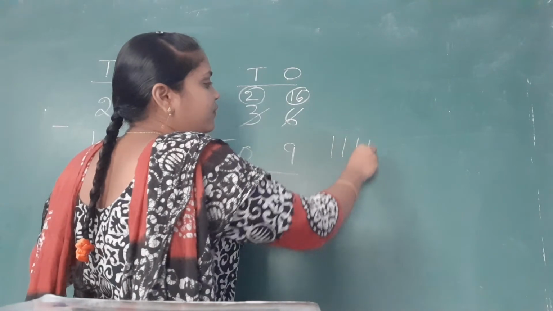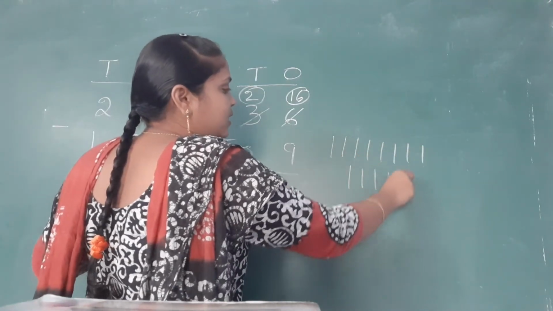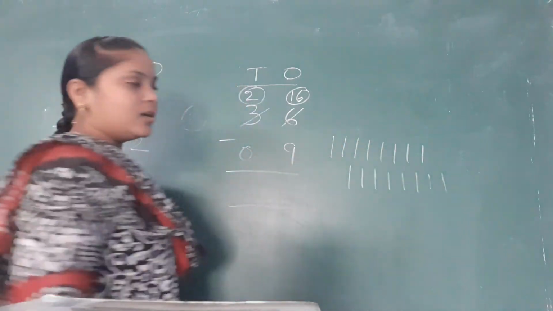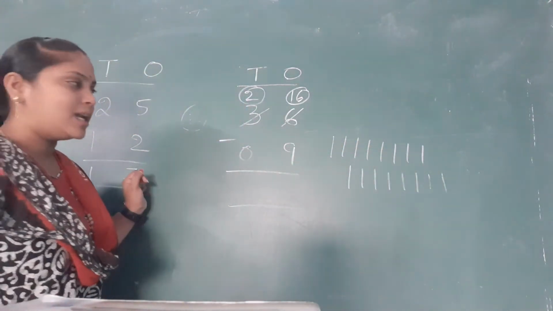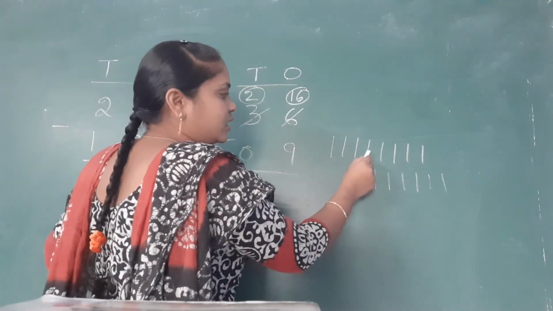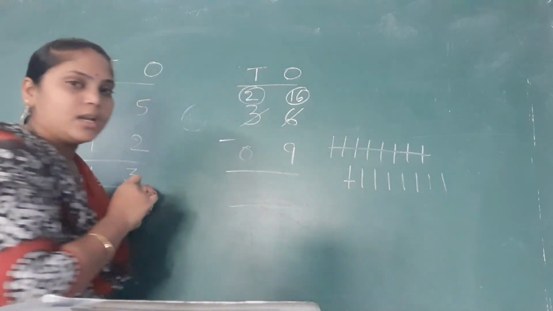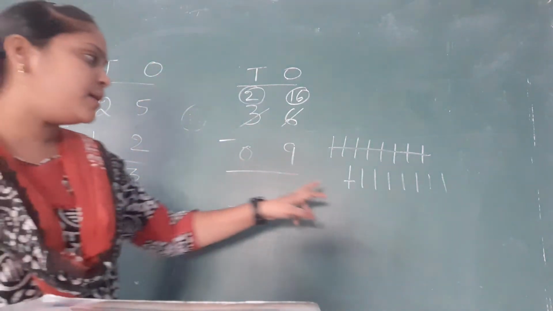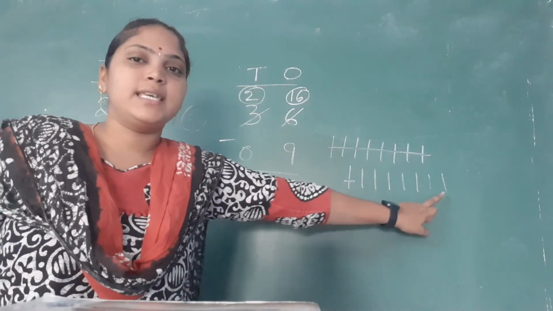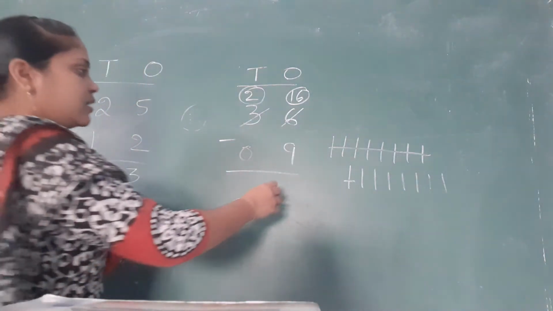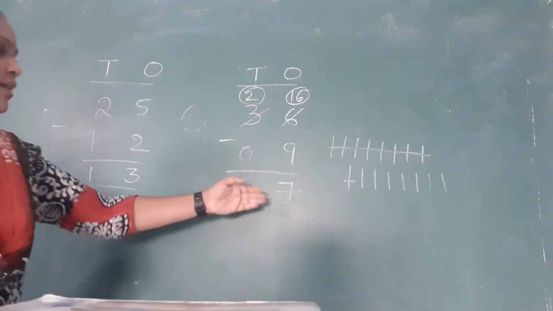Draw 16 lines: 1, 2, 3, 4, 5, 6, 7, 8, 9, 10, 11, 12, 13, 14, 15, 16. Now from these 16, strike out 9. Now count the remaining. How many are remaining here? 1, 2, 3, 4, 5, 6, 7. So 16 minus 9 is 7. Now write 7 here.